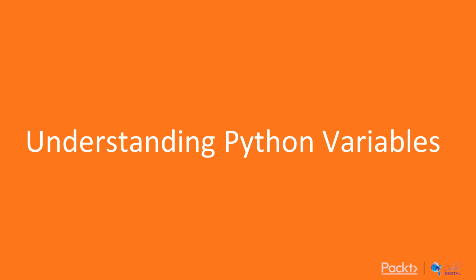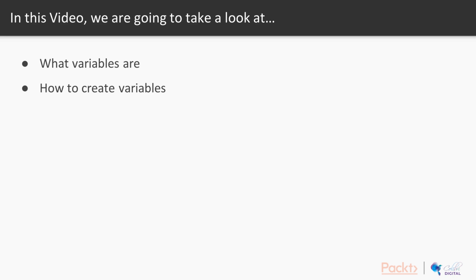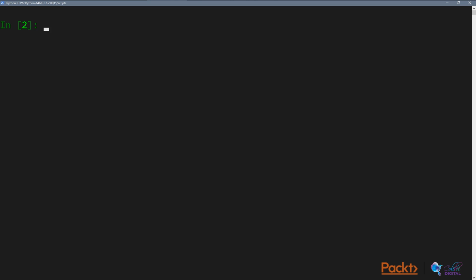So, understanding Python variables. In this video, we're going to take a look at number 1, what are variables? And number 2, how do we create variables? Again, let's go into IPython, which we're familiar with from last time, to explore variables. Last time in IPython we talked about how if we give Python a number or a string, it doesn't know what to do with it, so it simply prints it back to us. So the first thing to know about variables is what's not a variable.